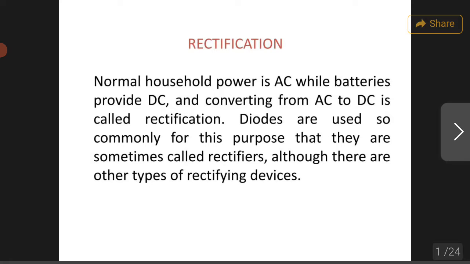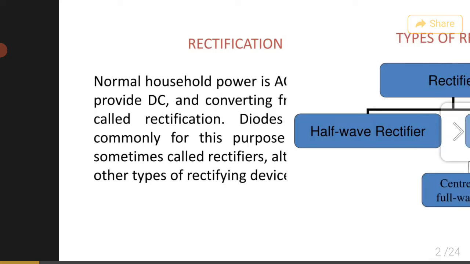Today I have a topic to give you on rectifier. First, what is a rectifier? Normally a household power is AC while batteries provide a DC, and converting from AC to DC is called rectification. The diodes that are used so commonly for this purpose that they are sometimes called rectifiers, although there are other types of rectifying devices.